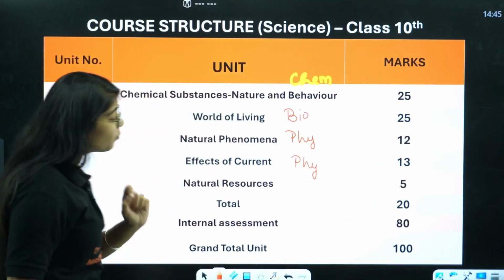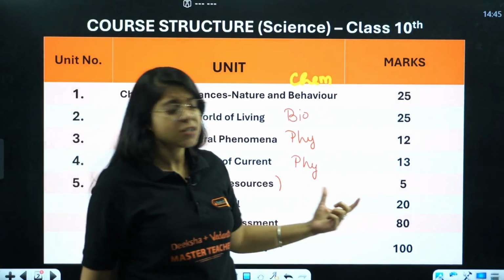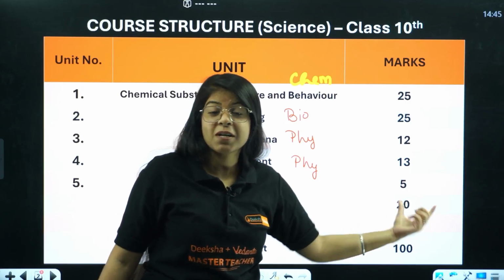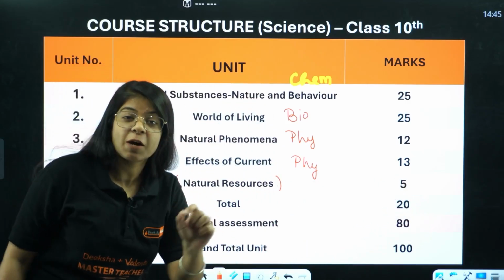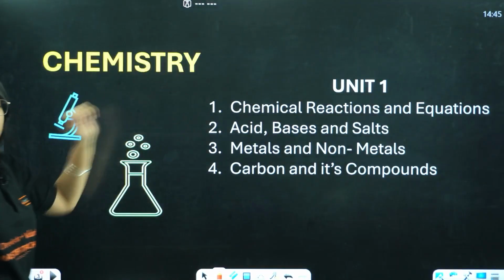But one more unit is there, that is your natural resources. What will be in this unit? It's just a small unit, 5 marks. Let's see what exactly the chapters are in these units. So first of all, let's look into the chemistry part.